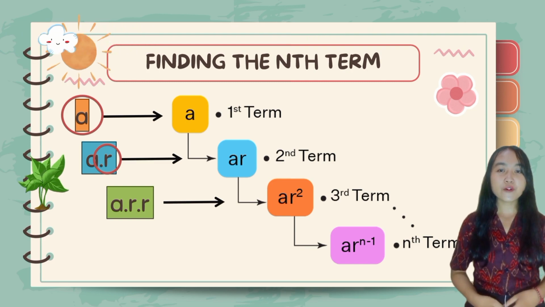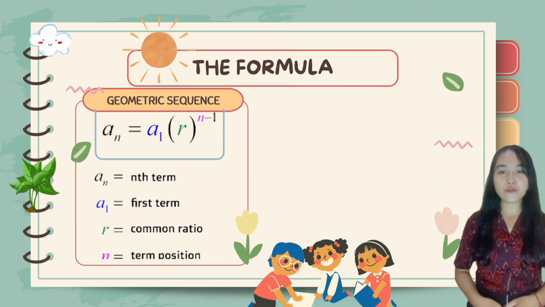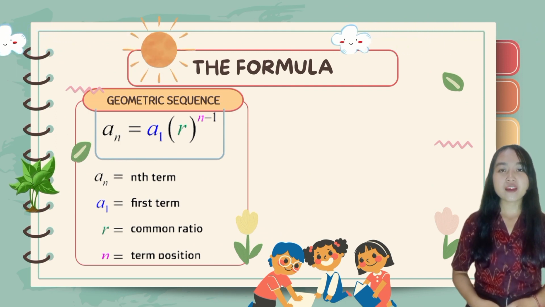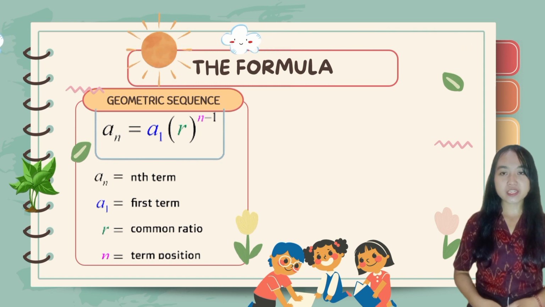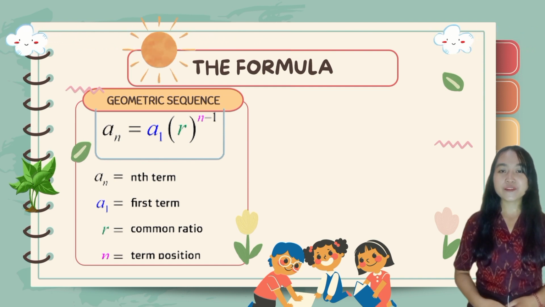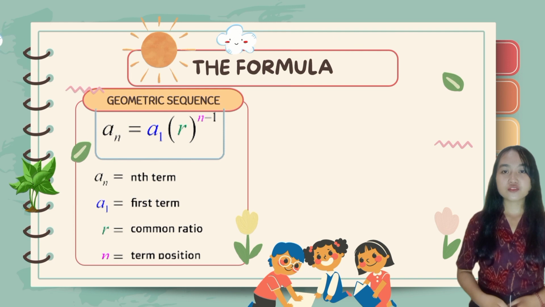So the formula for the geometric sequence is A_n equals A_1 times R to the power of n minus 1, where A_n is the term you are looking for in the sequence, A_1 is the first term in the sequence, n is the ordinal term you are looking for in the sequence, and R is the common ratio.